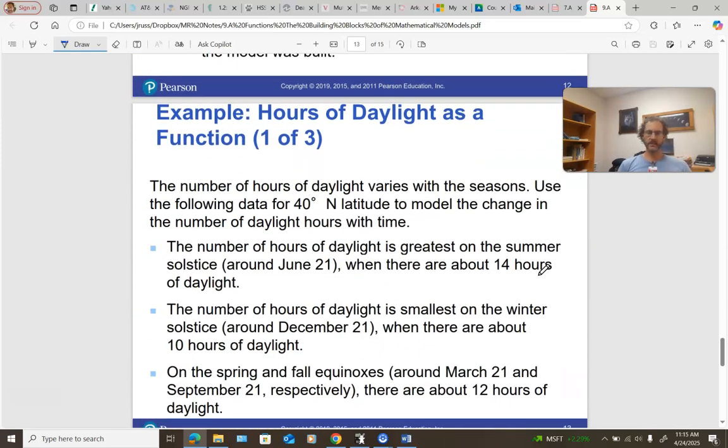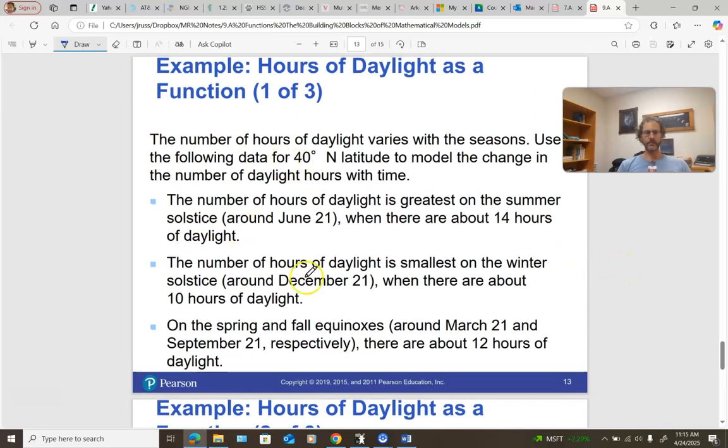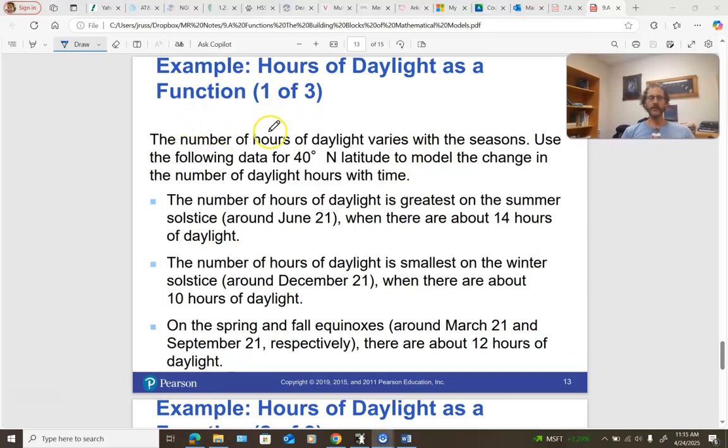So we're going to look at one last example of a function. Let's read this here real quick. You guys are intuitively familiar with this information. The number of hours of daylight varies with the seasons. Unless you live on the equator, there's going to be a variance if you live in the northern hemisphere or southern hemisphere. Now, the farther away from the equator you are in latitude, the more variation in daylight you're going to experience through the seasons.